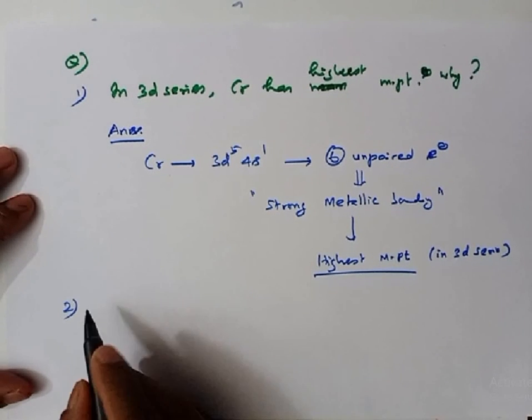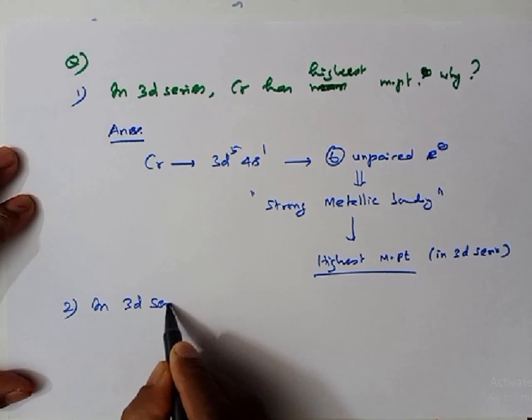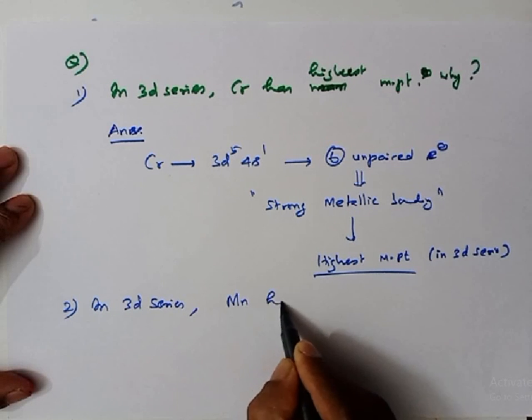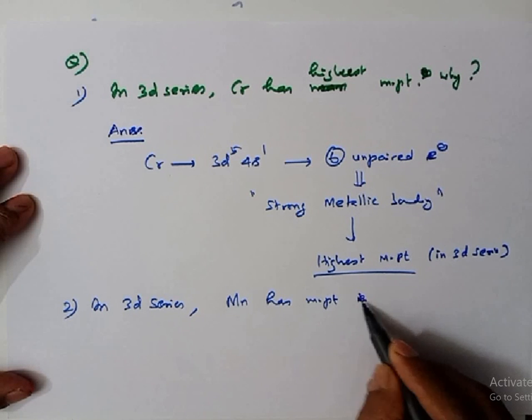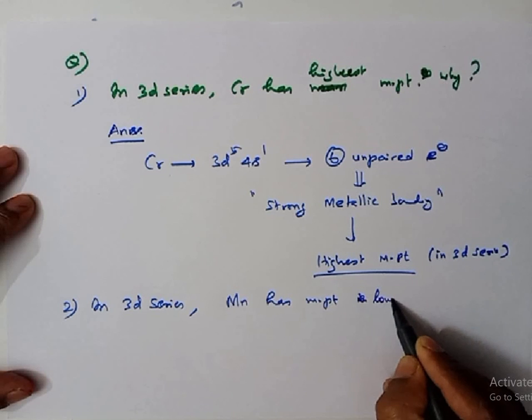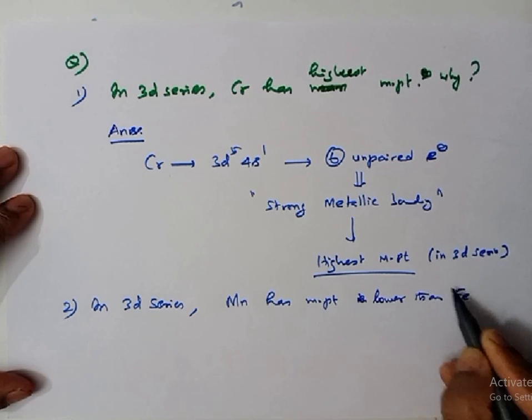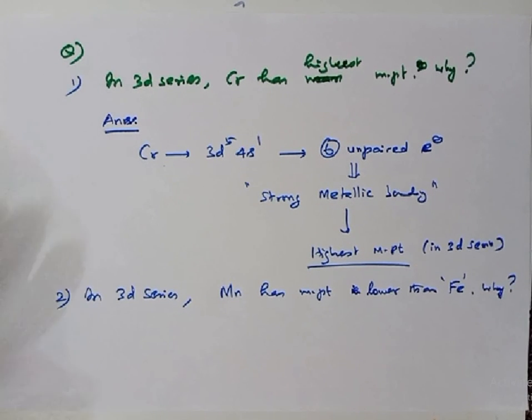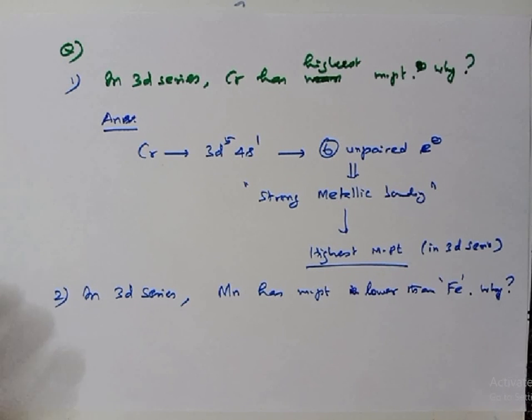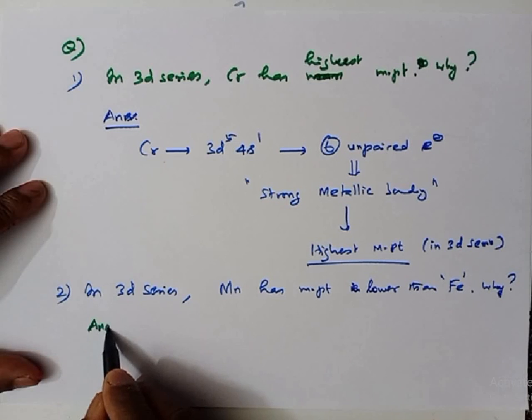The second question is, in the 3D series, manganese has a lower melting point than iron. Give the reason why. Student, what is the reason? Sir, metallic bonding, exception. Very good.